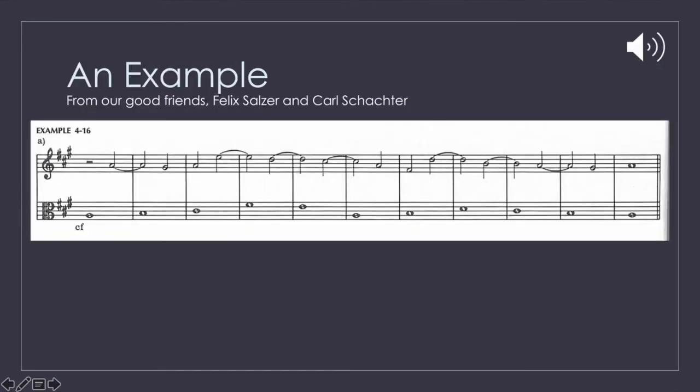So let's take an example of fourth species counterpoint. This is me singing it with my friend. And this, of course, comes from the book that you were looking at for today by Felix Salzer and Carl Schachter.